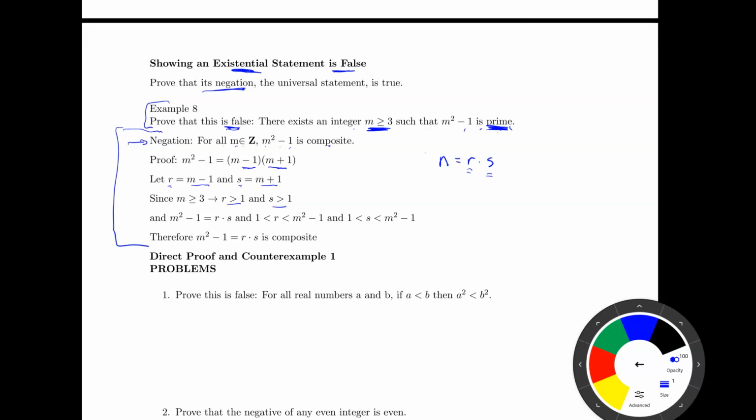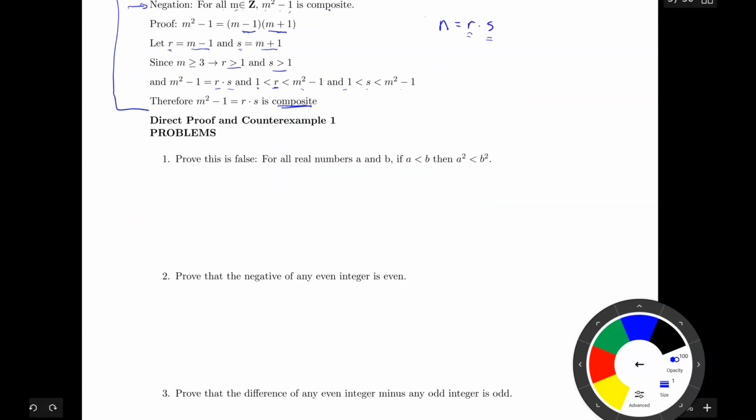And so that must mean that m squared minus 1 is equal to r times s, where the r is between 1 and the number, and the s is between 1 and the number m squared minus 1. So that must mean it's composite. So proving things forward, you're proving using the definitions. All right, so I'll do some, and then I'm going to leave some for you to do.